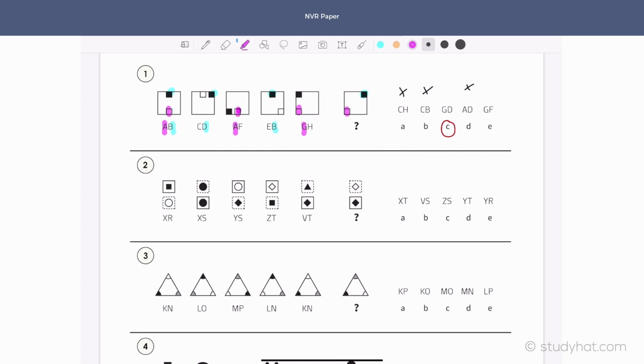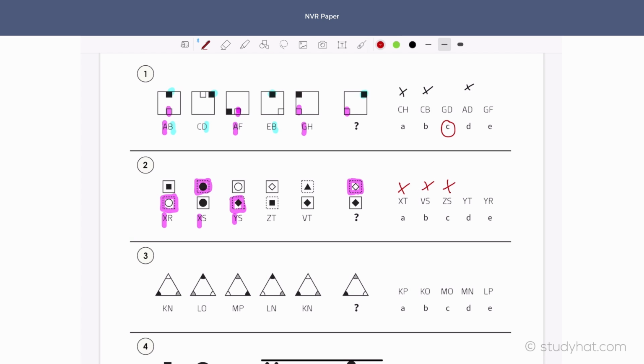Number 2. Same as before. Let's look for the first letter being the same. X and X. So what do they have in common? Inside the dotted lines, they've both got a circle. So, therefore, we're looking for a shape. Since this has a diamond in the dotted one, we want a diamond in the dotted one as well. So that would be this, which would be Y. So we're going to begin with Y.